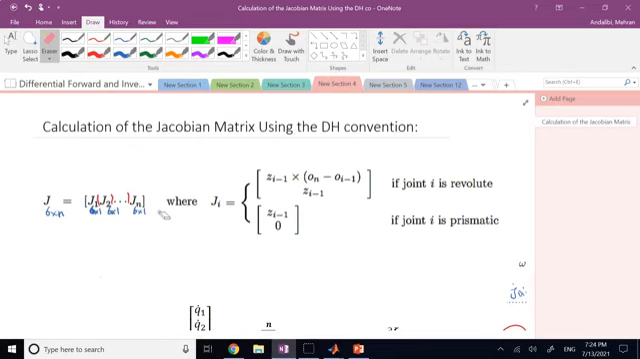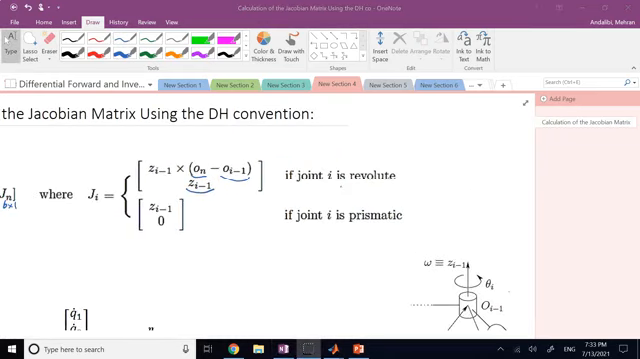Now, the question is, how do I get these entities? How do I get Z_{i-1} that I need? How do I get O_n? How do I get O_{i-1}? And they're all with respect to frame 0 here. How do I get these? What do these have to do with the DH method? Well, let's go and look.